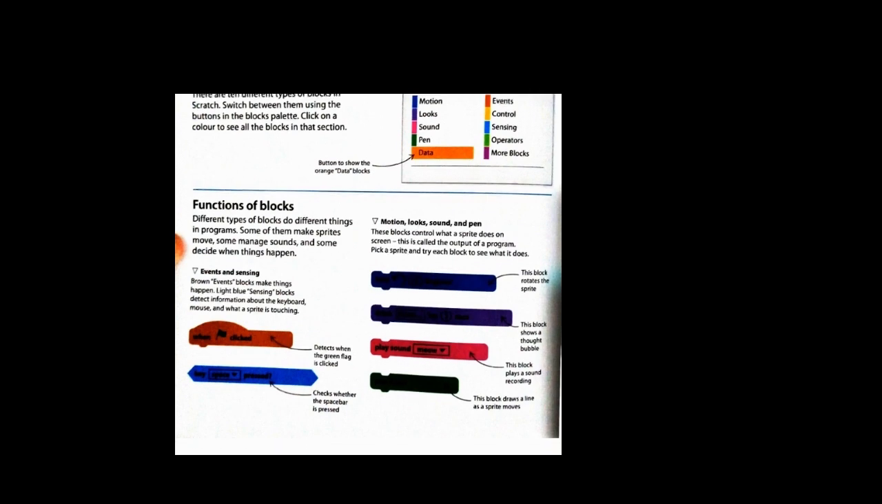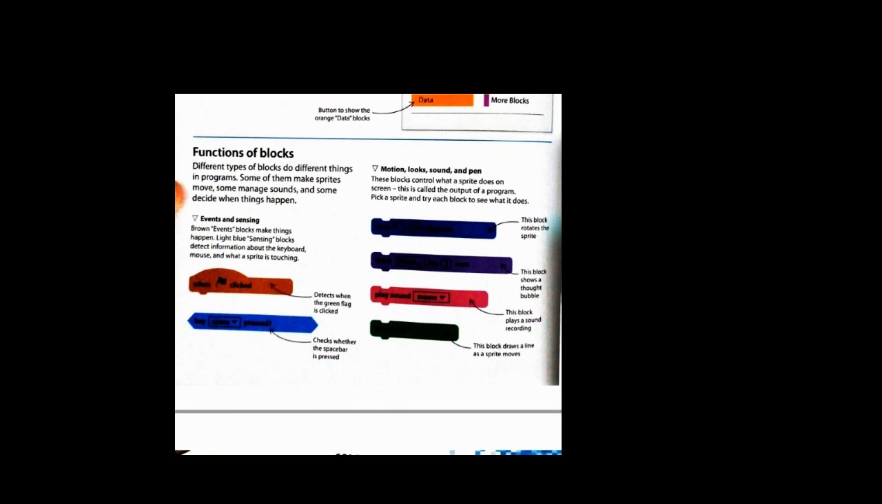Button to show the orange data blocks. Function of blocks. Different types of blocks do different things in programs. Some of them make sprites move, some manage sounds, and some decide when things happen. Events and sensing. Brown events blocks make things happen. Light blue sensing blocks detect information about the keyboard, mouse, and what a sprite is touching. Detects when the green flag is clicked. Checks whether the space bar is pressed.